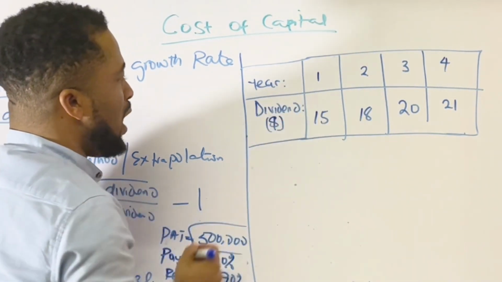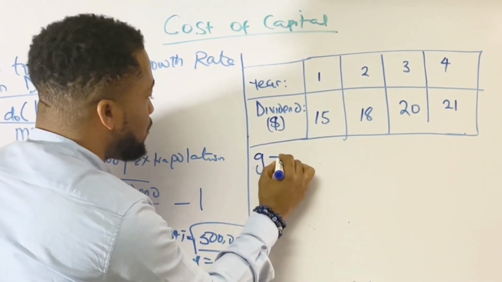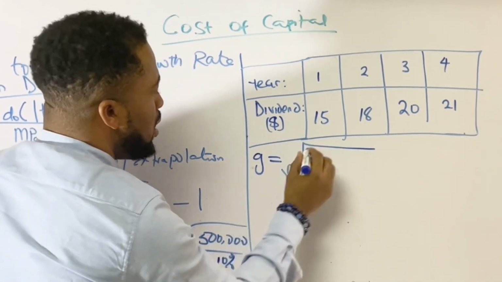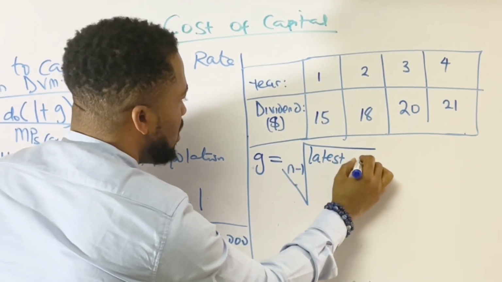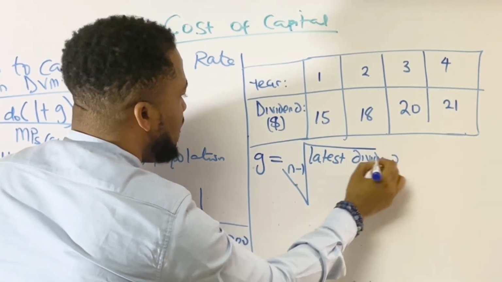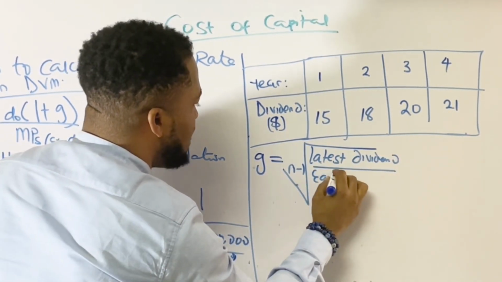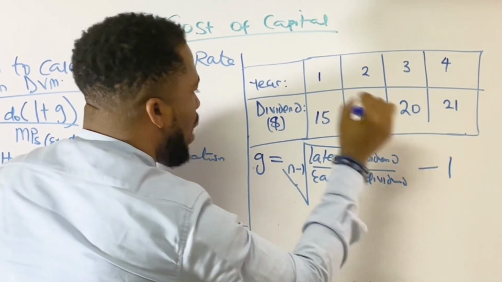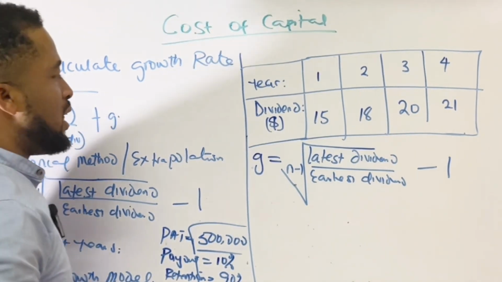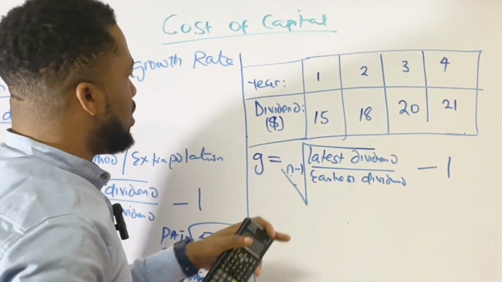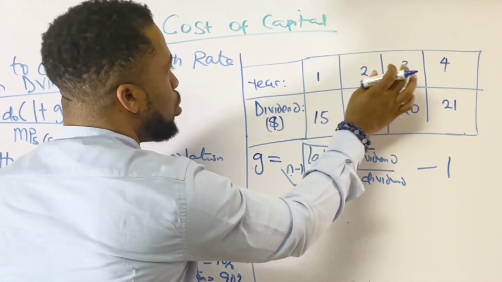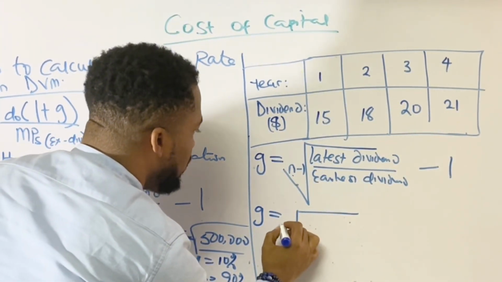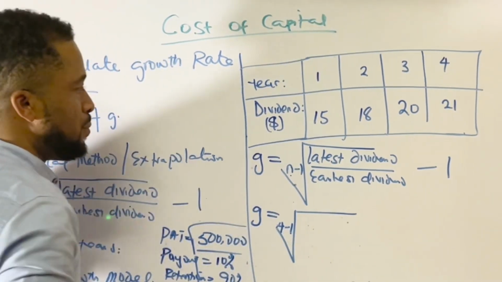However, if I want to calculate the growth here, we say G equals the root of n minus 1 of latest dividend divided by earliest dividend, then minus 1 is what gives me the growth rate. In this case, our n here is, just count the observations, 1, 2, 3, 4. There are 4 years. So G equals the root of 4 minus 1.